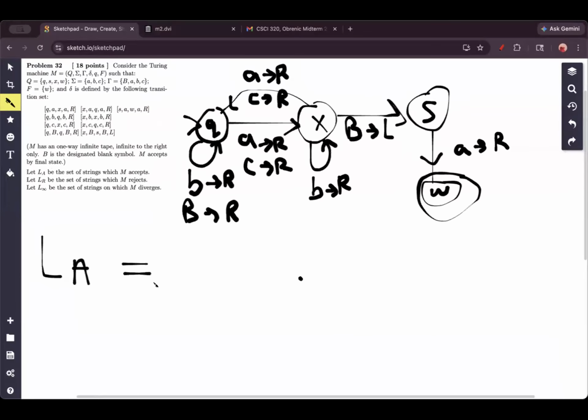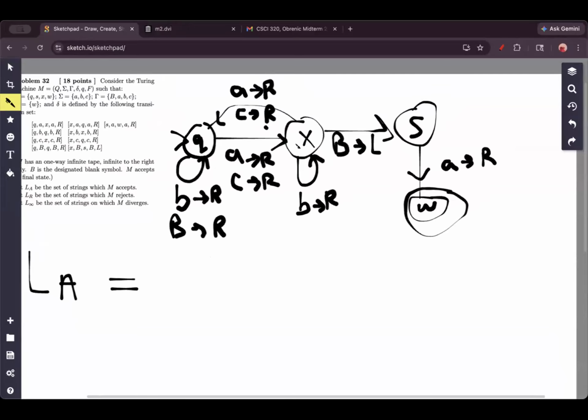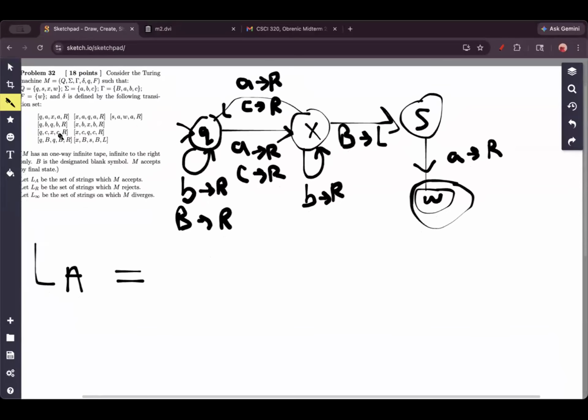Okay, so first of all, I start off at Q, right? So Q, I see A, right? Well, I could loop on a B, B star, but I would have to get to X, right? I get that via A or C over here. A or C.